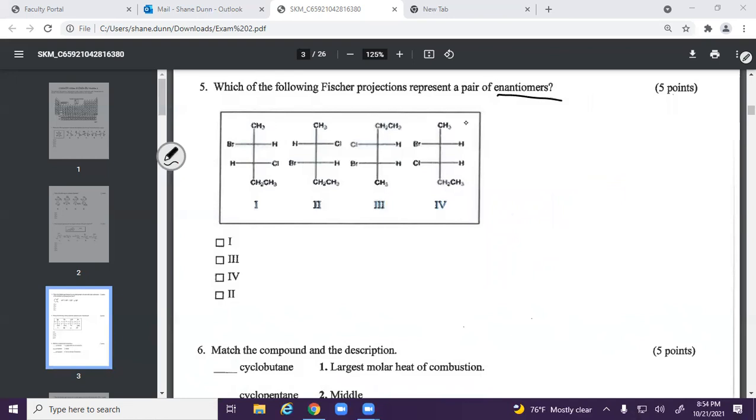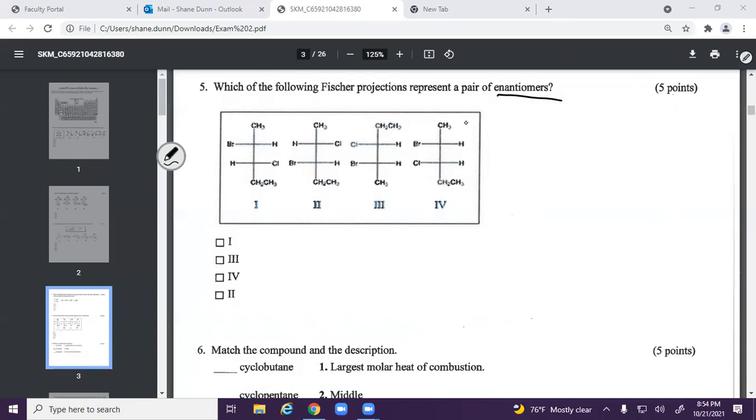Mirror image. It is a mirror image, right? That's not superimposable. Good. So your hands are mirror images, right? They're not superimposable, which means they're chiral, right?